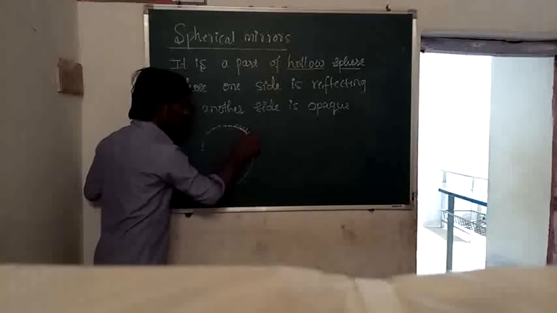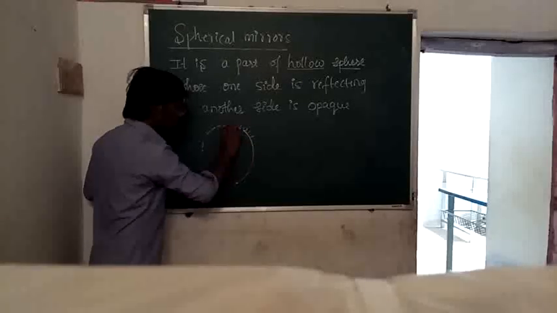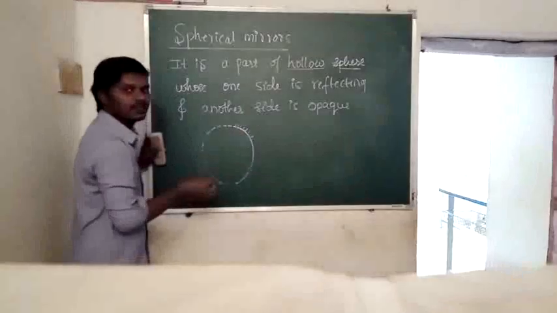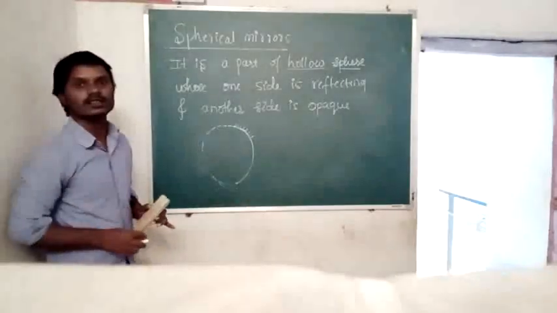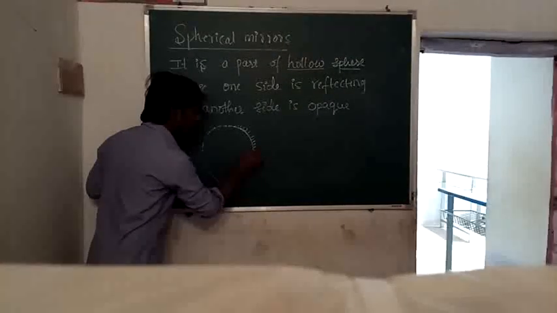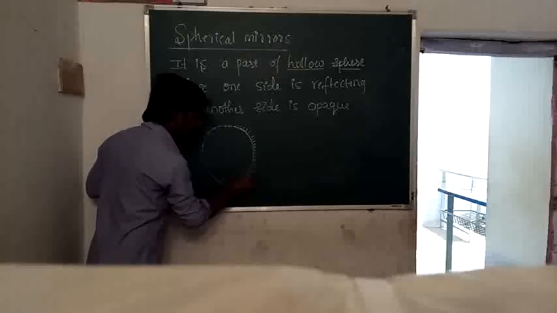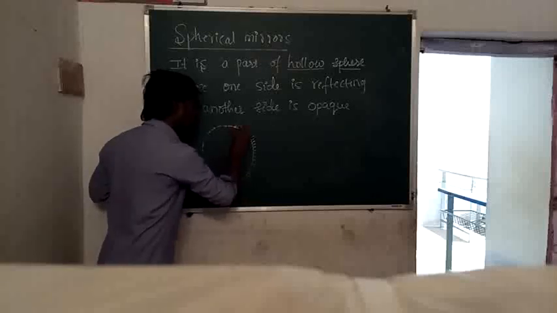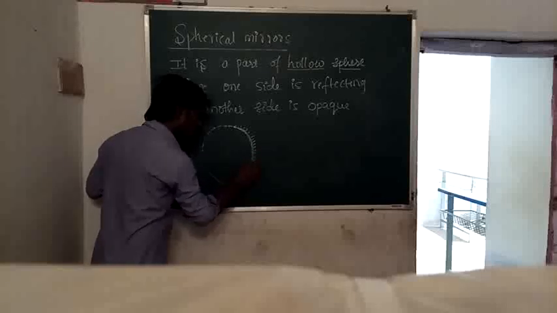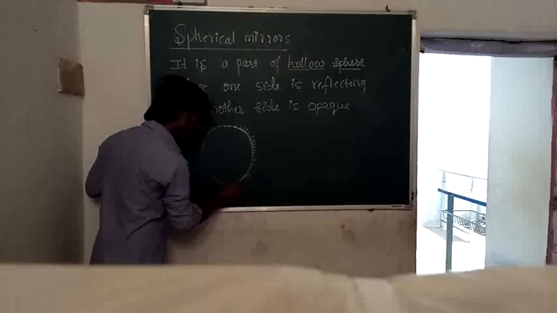Suppose the outside surface is polished and the inside surface is reflecting. This type of mirror is called a concave mirror. Here the outside surface is polished, meaning the outside surface is opaque, and the inside surface is reflecting. This is the reflecting surface. So this type of spherical mirror is called a concave mirror.